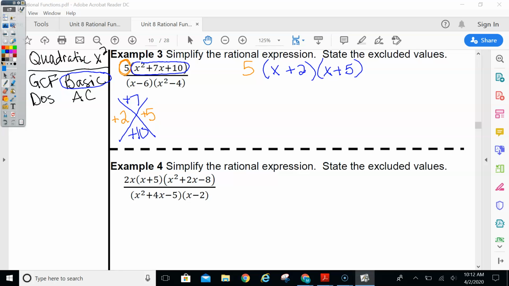Okay, divided by, if you look at the bottom part here, this one doesn't have a squared with it. So this one is going to stay x minus 6. There's nothing we can do for that one because it's already factored, it's already linear. The last one, however, is a difference of squares.